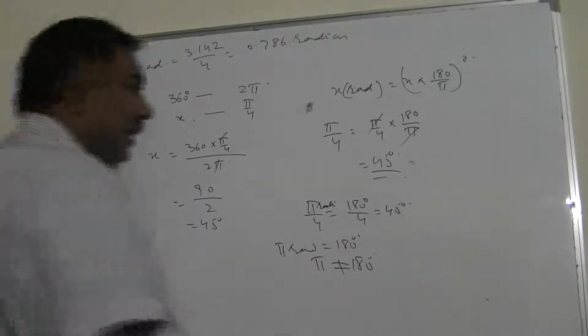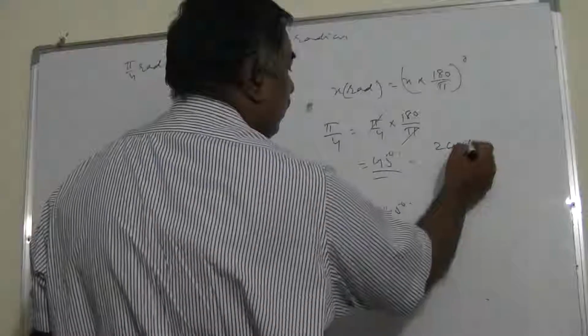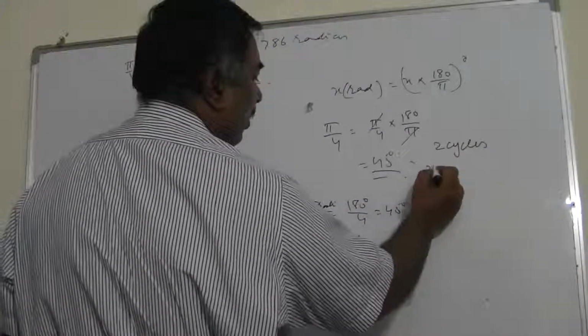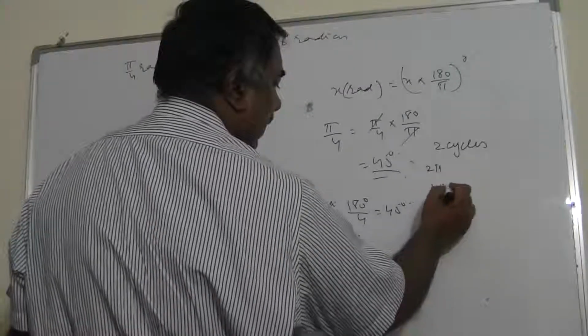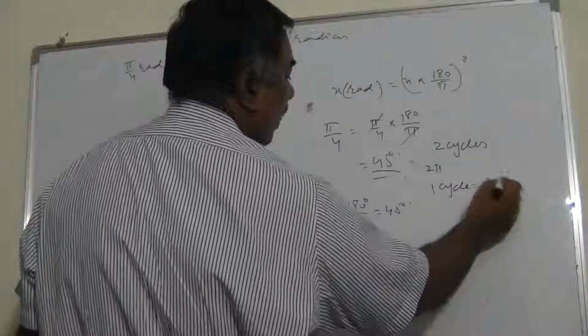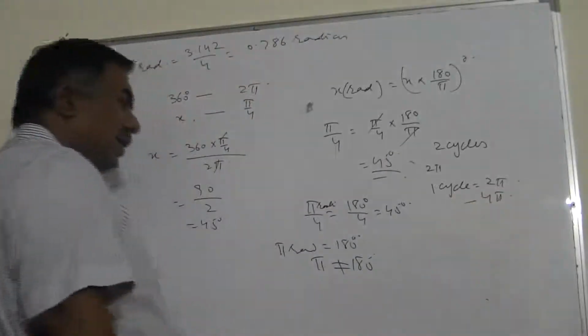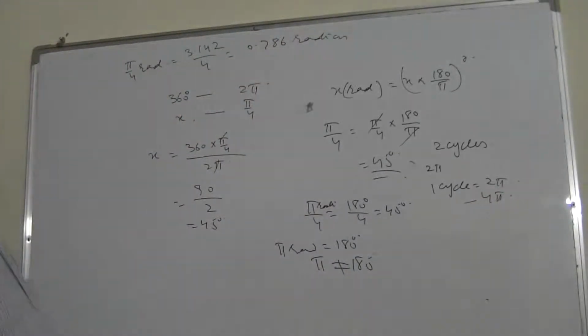So we can change this this way. For example, suppose you have 2 cycles. How many radians are in 2 cycles? One cycle, or one rotation, is 2 pi radians. So 2 cycles will be 4 pi radians, and I can have angles also. So we can change radians into degrees and degrees into radians in this way.